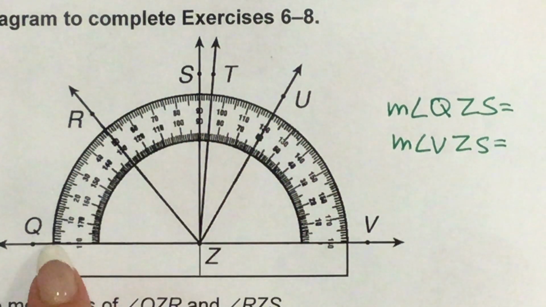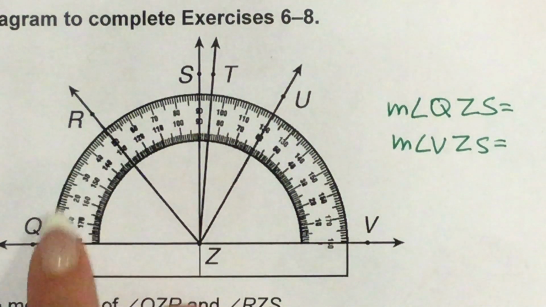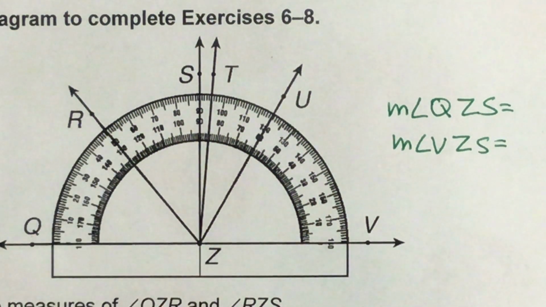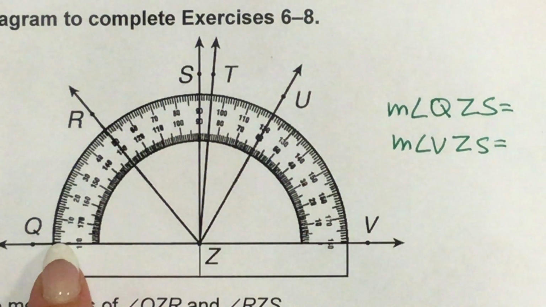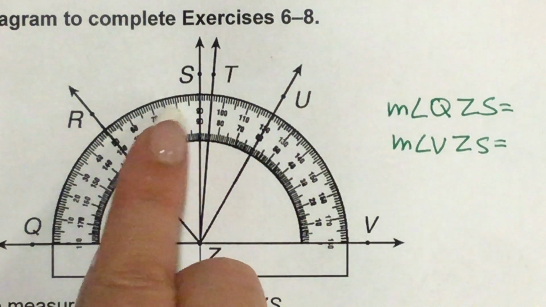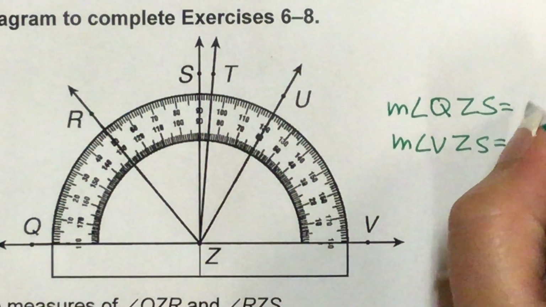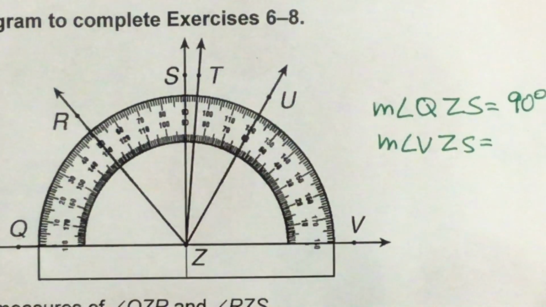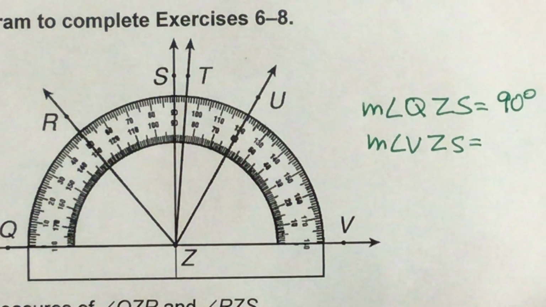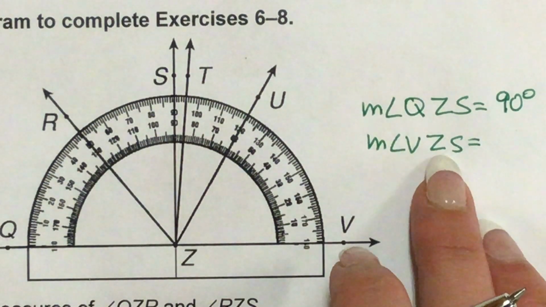So let's go ahead and count by tens. 10, 20. It's nice that it's on 0. I'm going to use these outer numbers on the outside of the protractor. 0, okay, so that's 0. 10, 20, 30, 40, 50, 60, 70, 80, 90. That's where S is. So that means that QZS is 90 degrees. Okay. And now we're going to determine the measure of angle VZS.